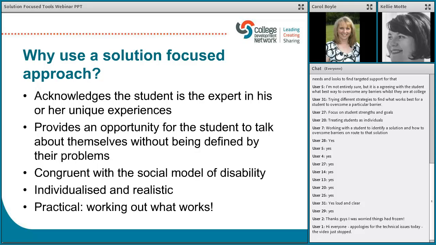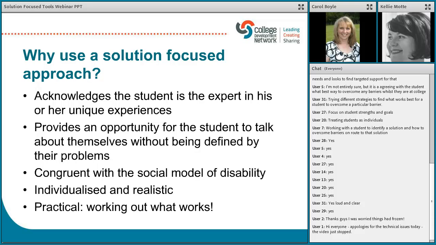Carol mentioned earlier how pleased she was that there was such an emphasis on a student-centred approach in a lot of your responses, and I think that's very key here, that we acknowledge that the student will be the expert in his or her unique experiences. For all we learn about things that might work for people with different types of barriers to learning, everybody's experience is going to be different, and it's respectful and useful to acknowledge that and to look for expert advice from the student themselves.